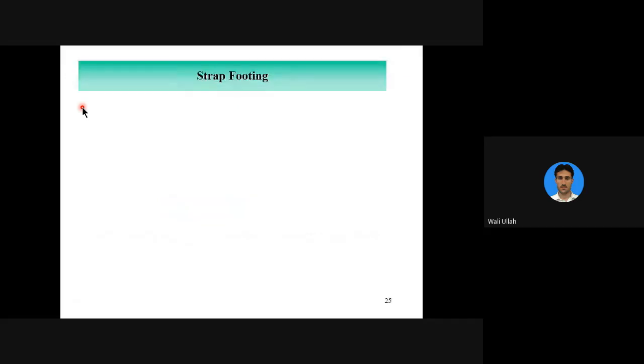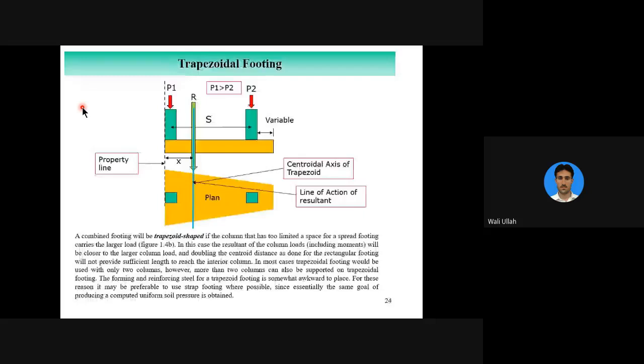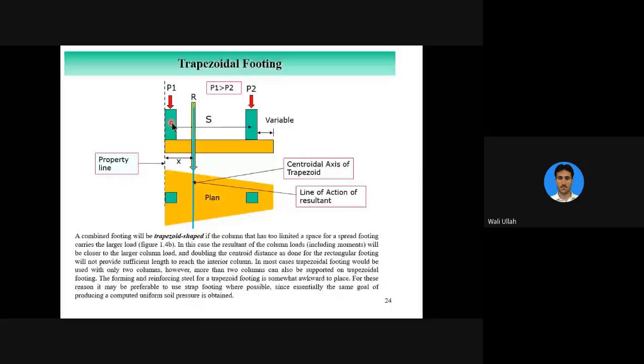You see, if the distance between the two columns is very large, more than 10 meters, for example 15 meters or 20 meters, and you put a rectangular footing or a trapezoidal footing, your footing would be very long and would become uneconomical. So in that case, we provide a strap footing.